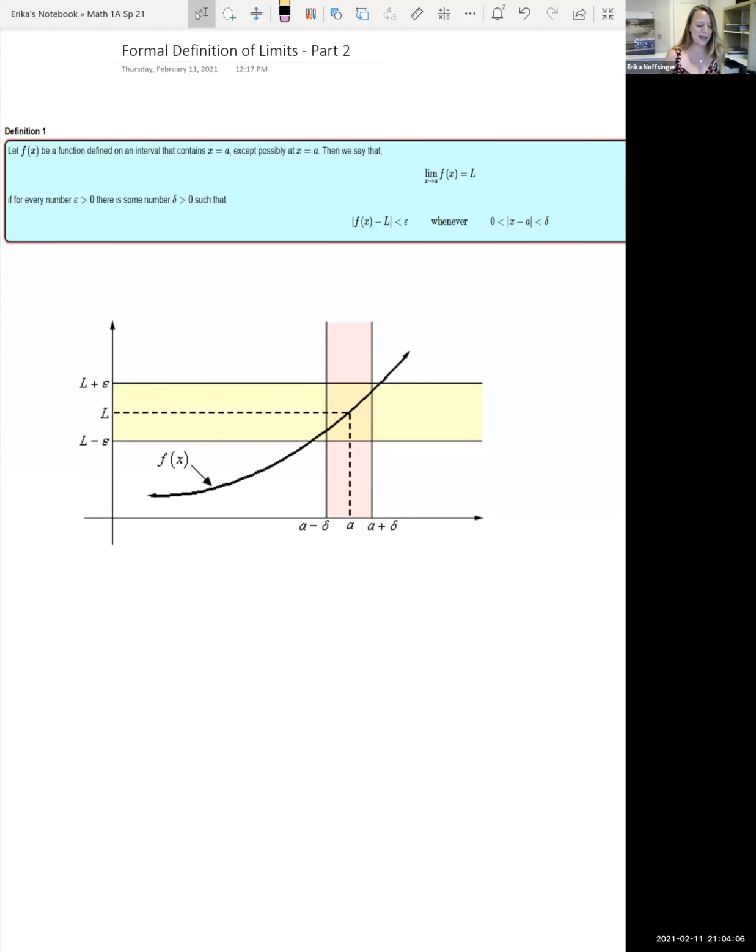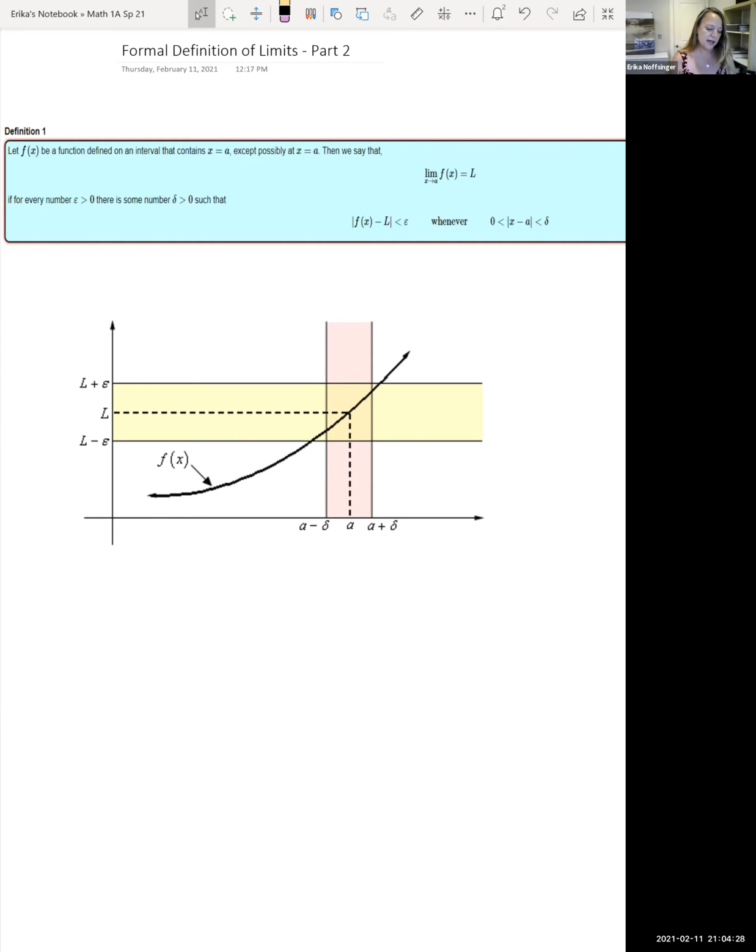So we're looking at the formal definition of limits again. I just wanted to review what we had touched on yesterday and do a couple more examples. Then I am hoping to get to continuity, what it means to be continuous at some value x equals a, and being able to show that mathematically.